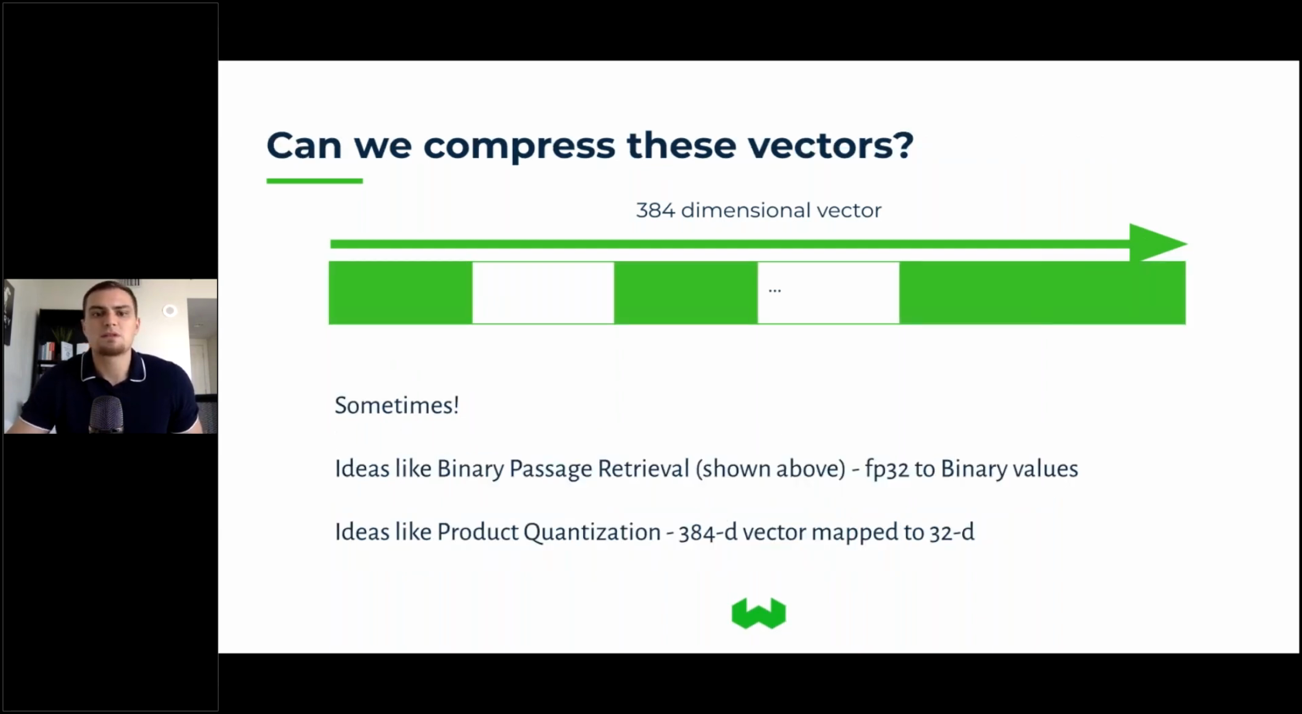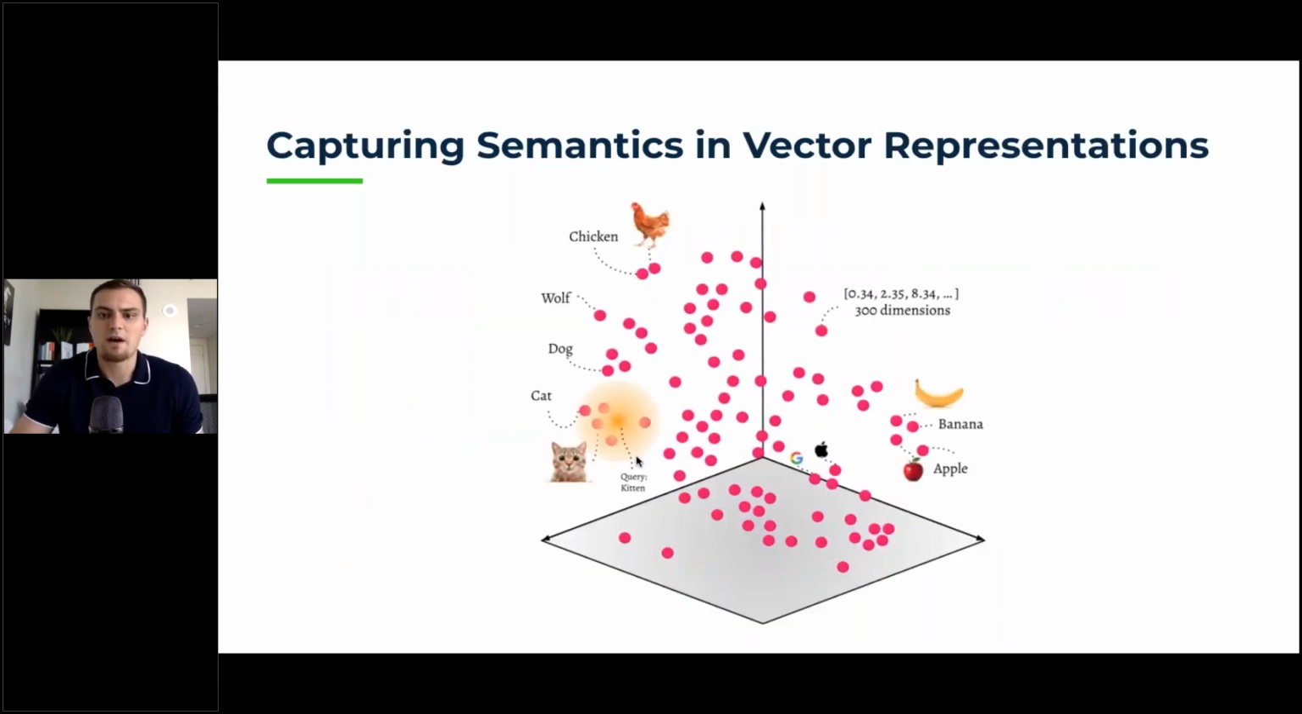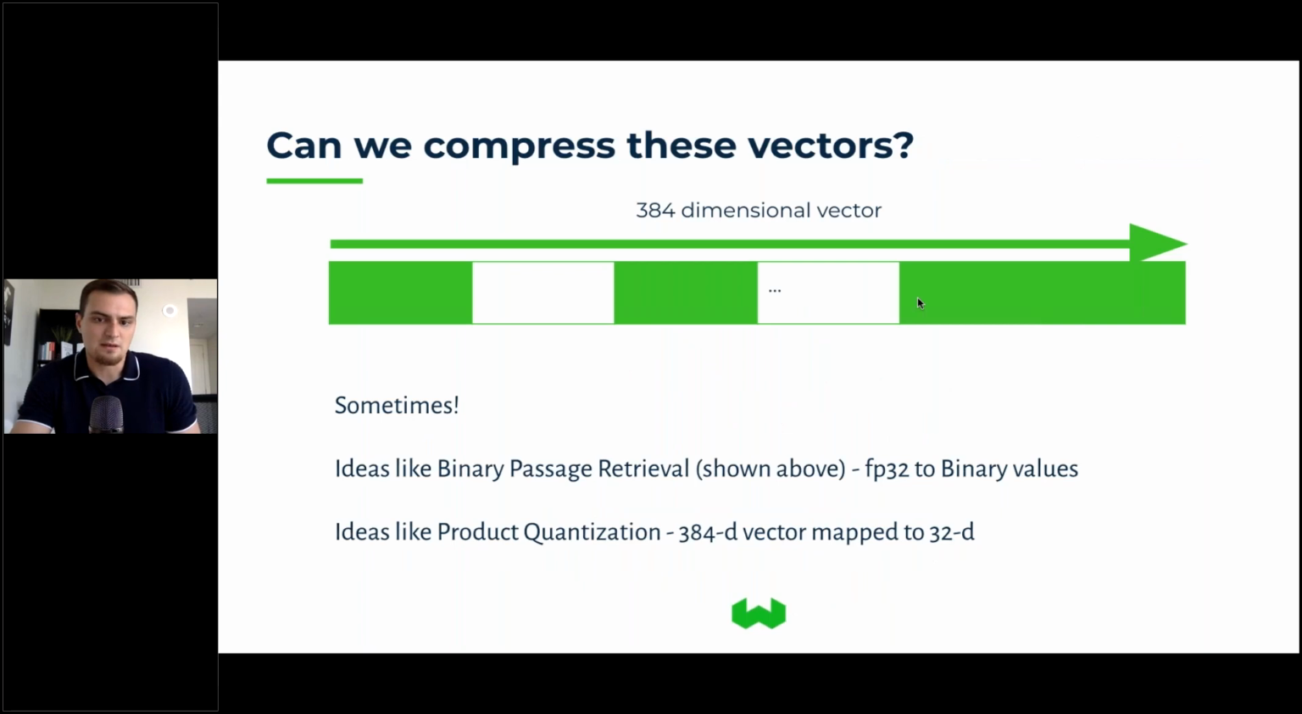And one of the most interesting experiences I've had at Weaviate is exploring this idea of binary passage retrieval, where say we compress vectors that have values like 0.34, 2.35, 8.34 into 1 or 0 values based on if they're greater than or less than some threshold. And we found that this actually does still perform pretty well with retrieval, which I think is very interesting.